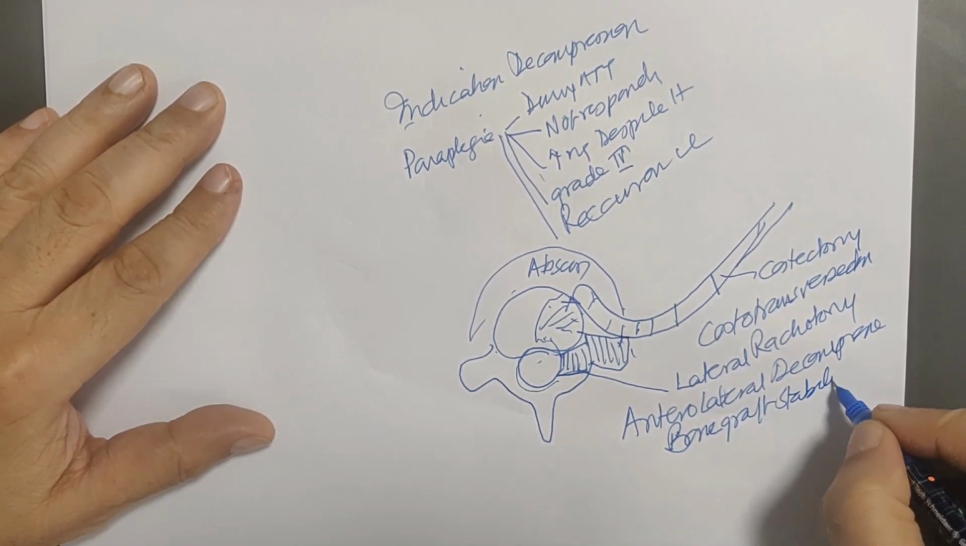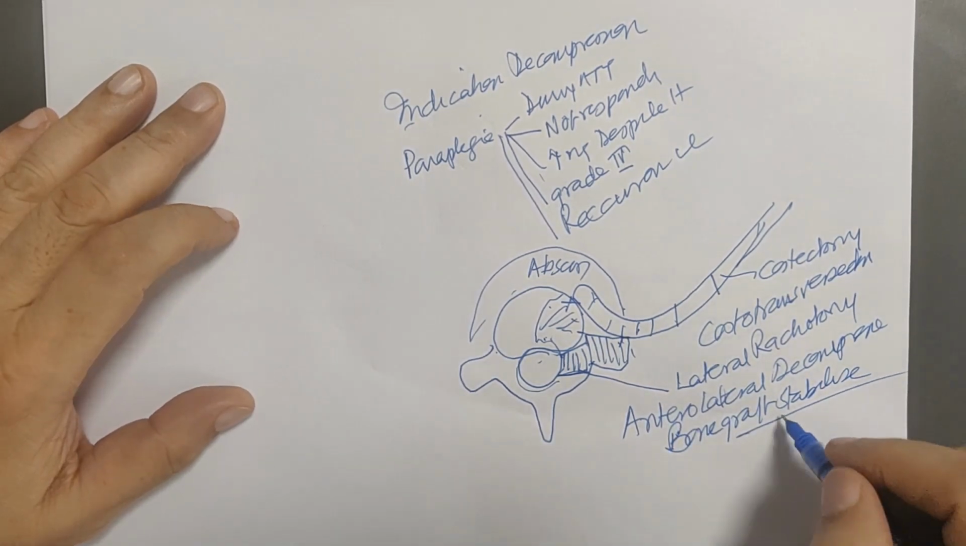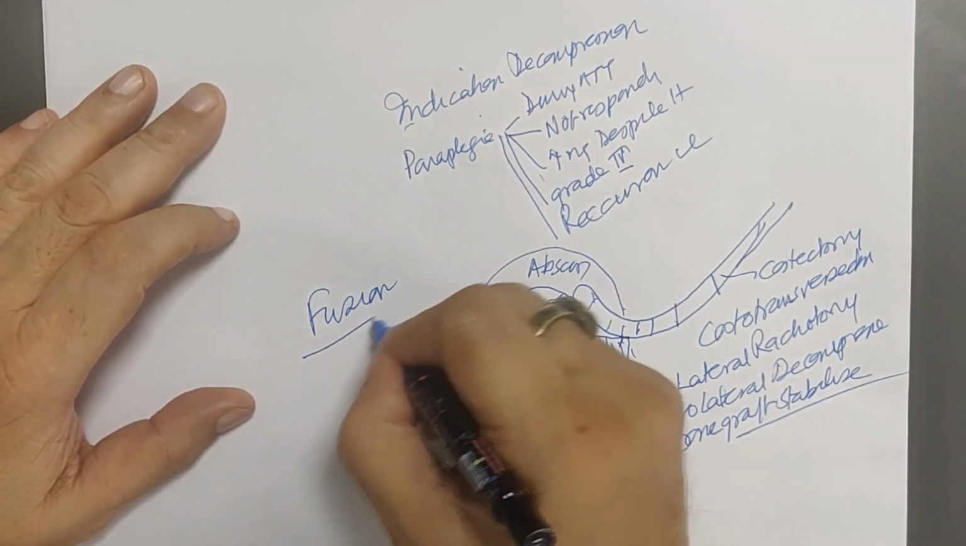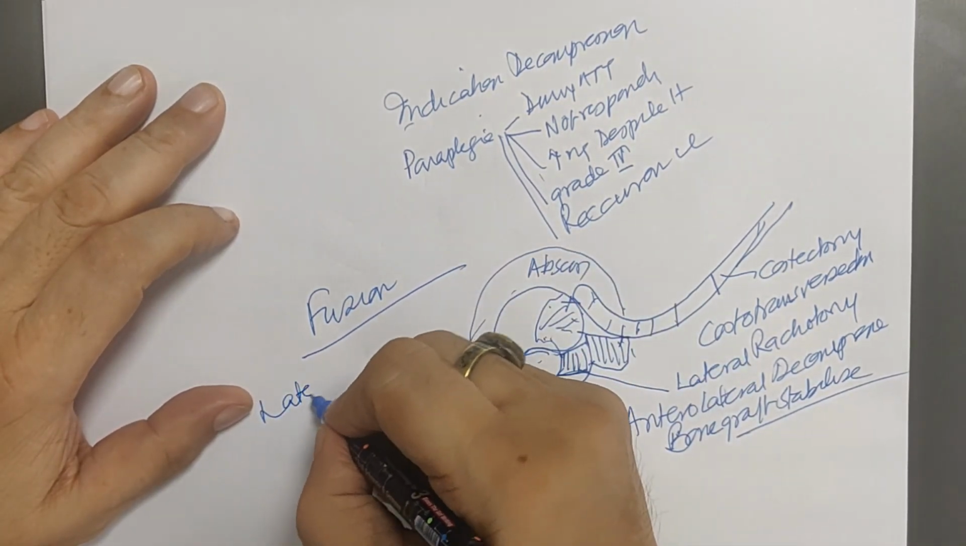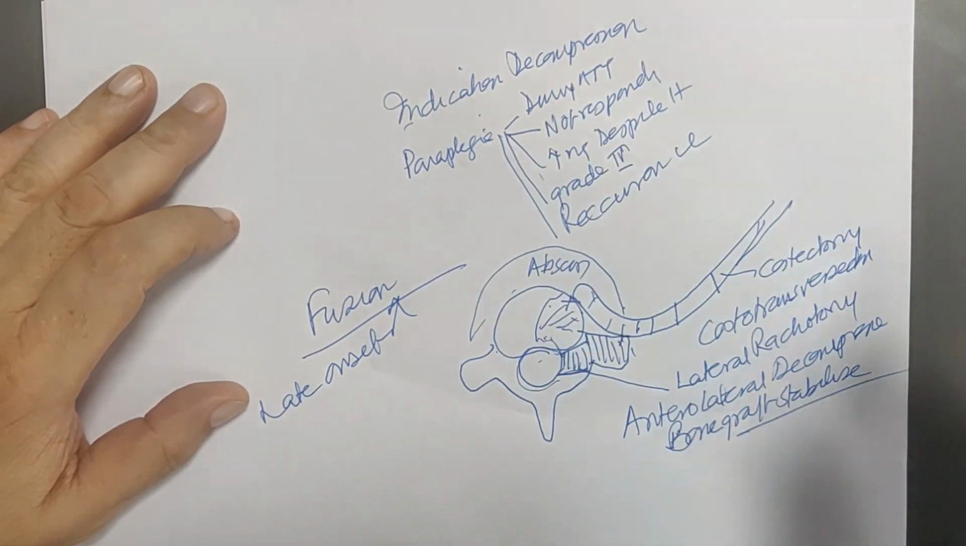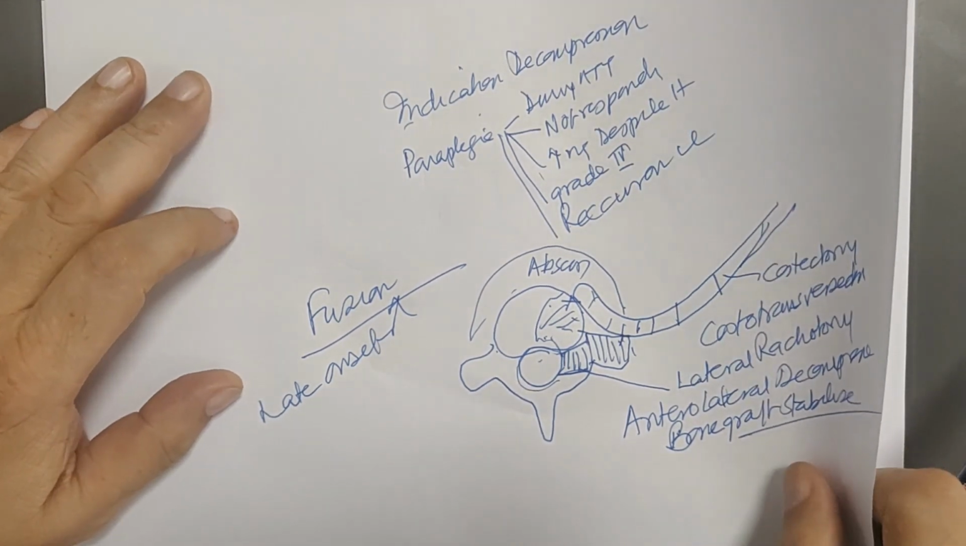The second thing is stabilization, which is always by fusion, but if it is late onset paraplegia, then you treat it by fusion, not by decompression. So this is about the spine.